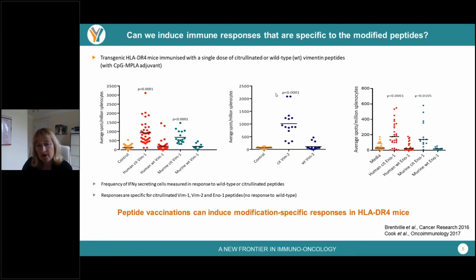The second peptide here is completely homologous. So we see beautiful responses to the citrullinated and not to the wild type. And again, with enolase, we see nice responses to the citrullinated and not to the wild type. Okay. So definitely there is a repertoire in these HLA-DR4 mice to these citrullinated epitopes.